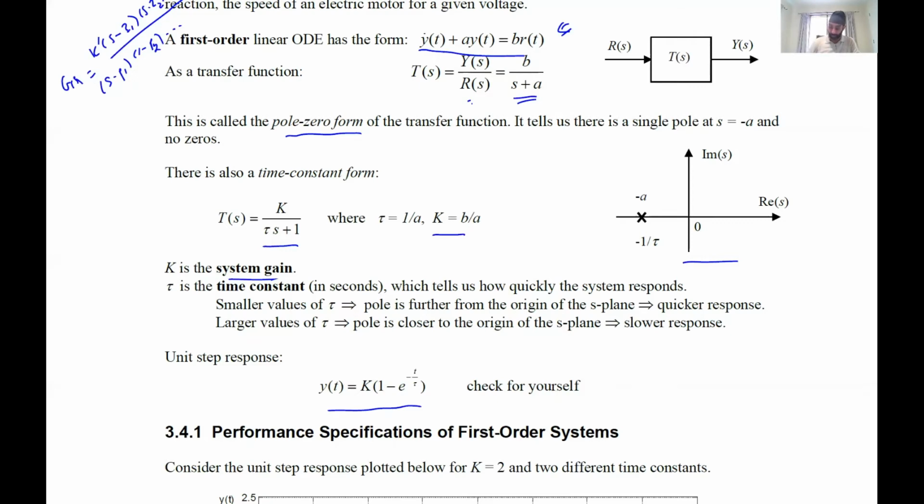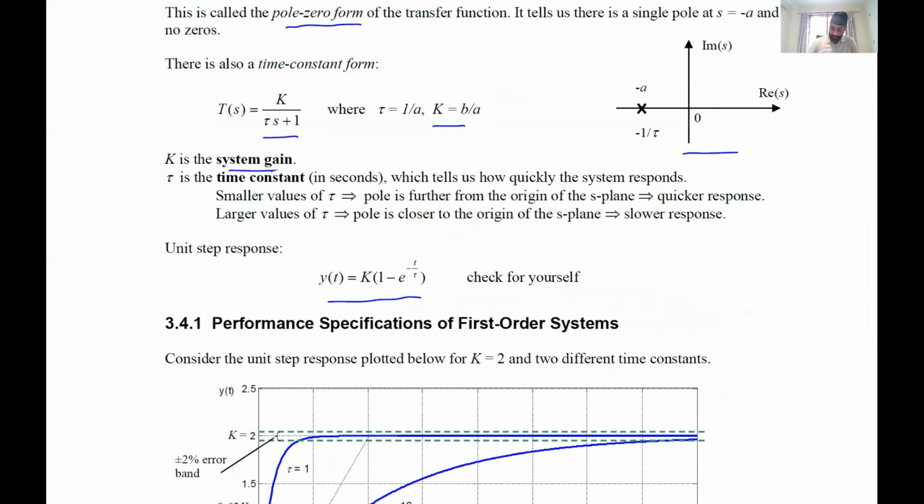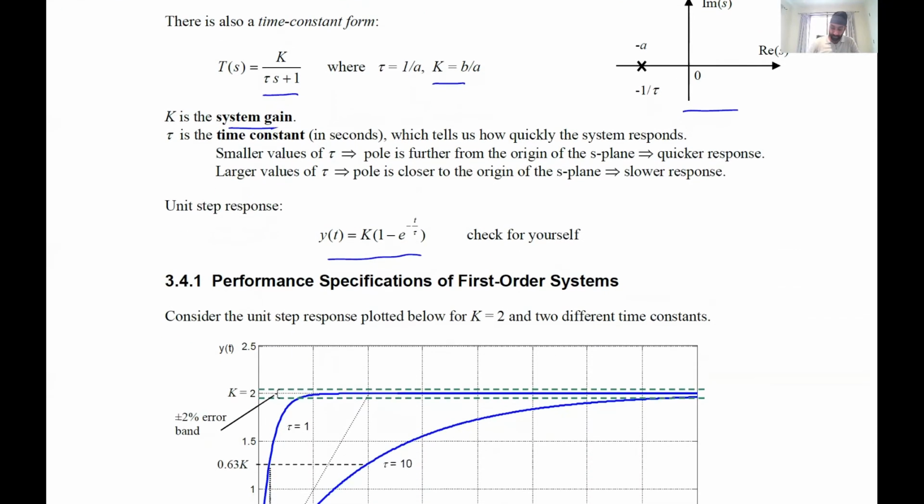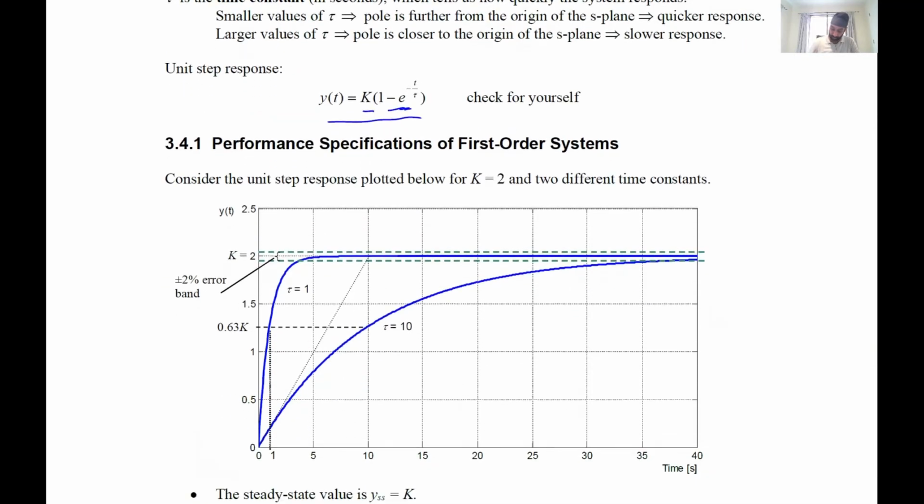Looking at this step response, we can see that as time t tends towards infinity, the exponential term approaches 0, so the bracket approaches 1. So the overall steady state value of the output will approach k, which is shown over here. When we apply a step, in this case k is assumed to be 2, so we get a response which increases and then settles down at the value of k, which is equal to 2 in this case.